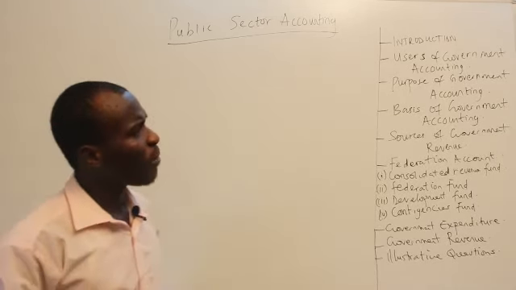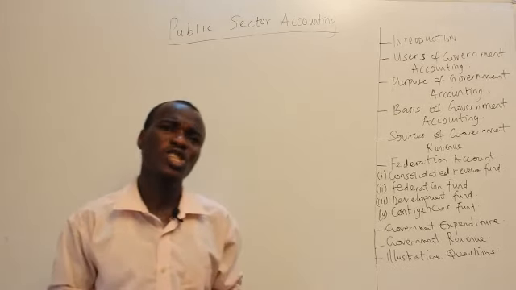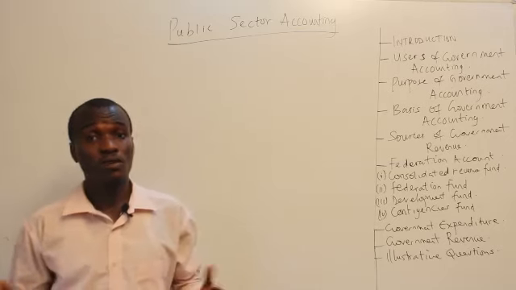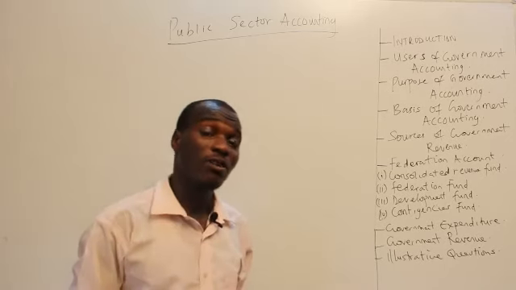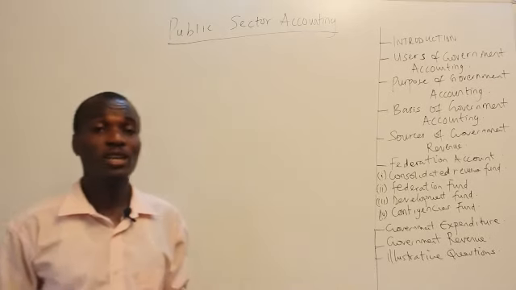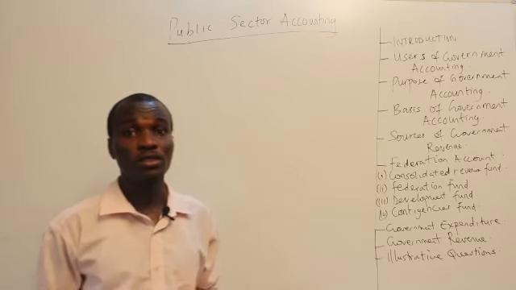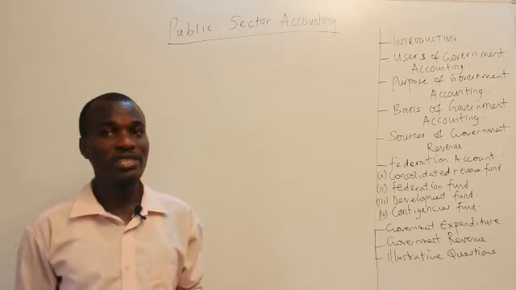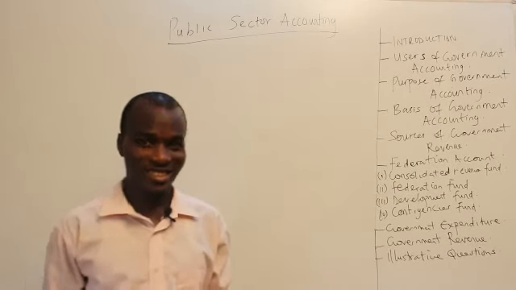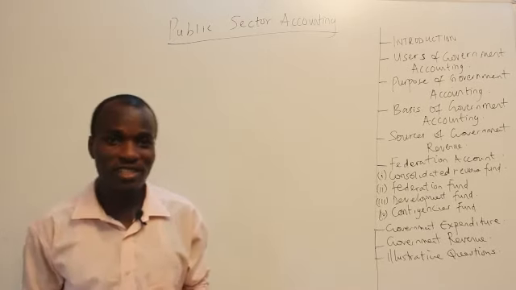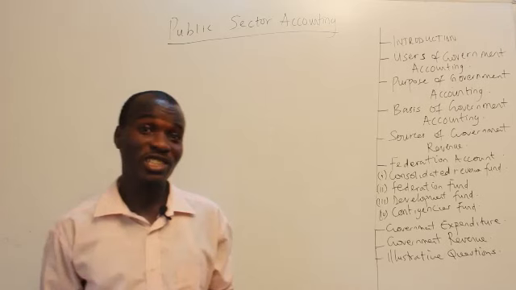So, users of government accounting. What are the users of government accounting? Number one, the president can use the federation account for planning purposes, or the governor of the state can use that, and the chairman of the local government can also use that. The president is one of the users, followed by the governor of the state, and followed by the local government chairman.